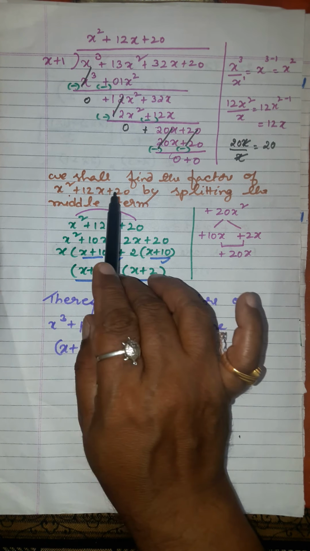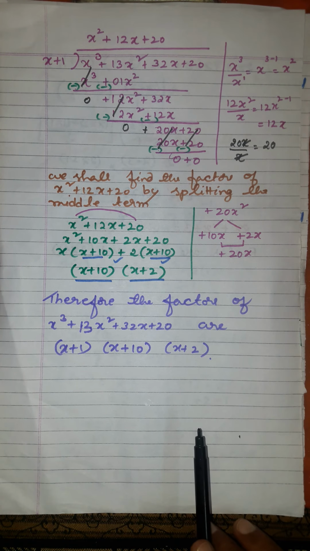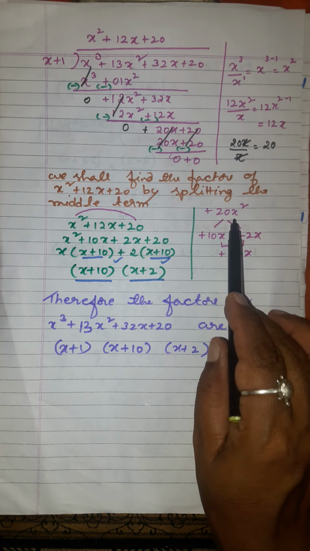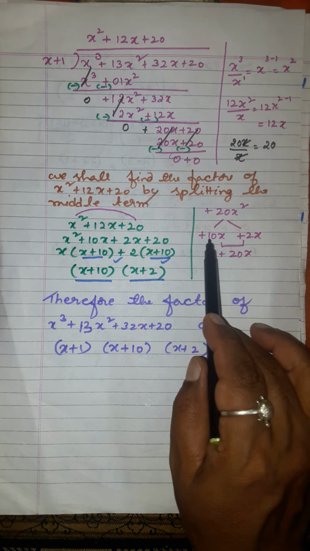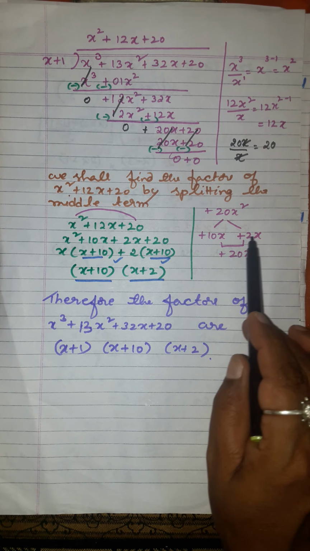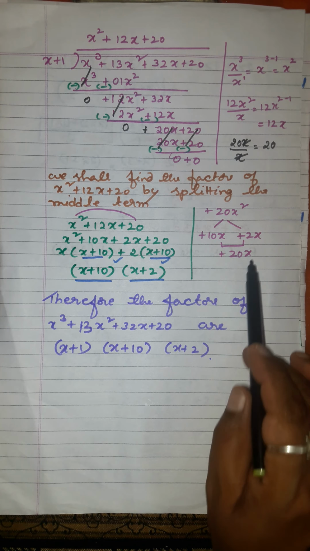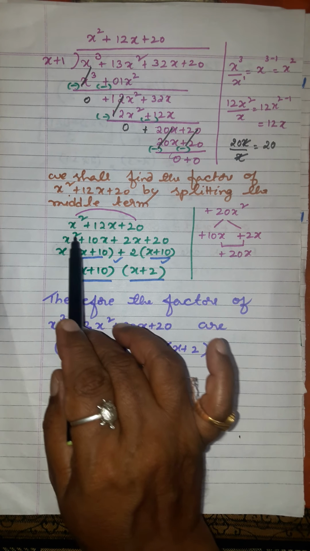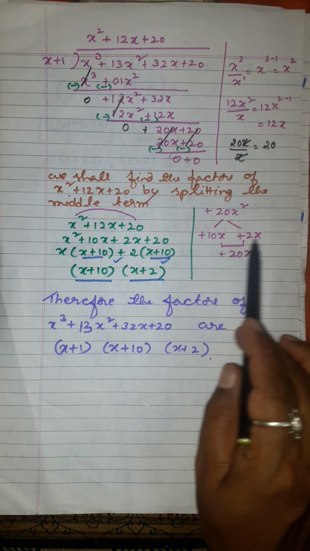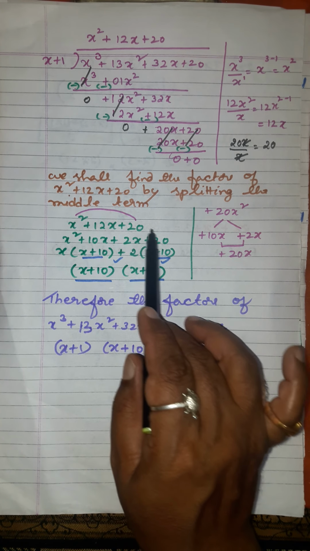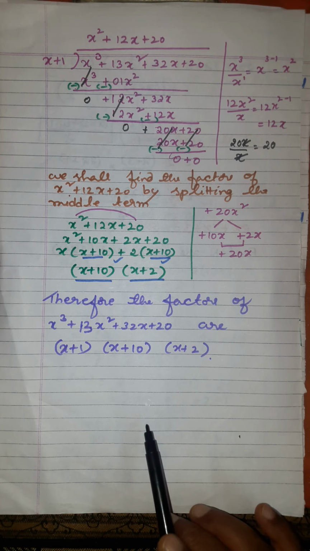So multiply x² by 20, you will get 20x². Then find the factors of 20x² such that the sum should be 12x. The factors of 20x² are 10x and 2x. Let us add them, you will get 12x. Now the first term is x², and in the place of 12x you write 10x plus 2x. Then the last term is 20.